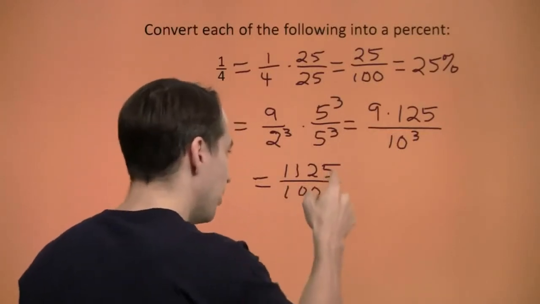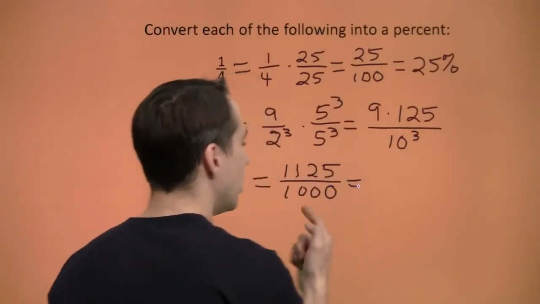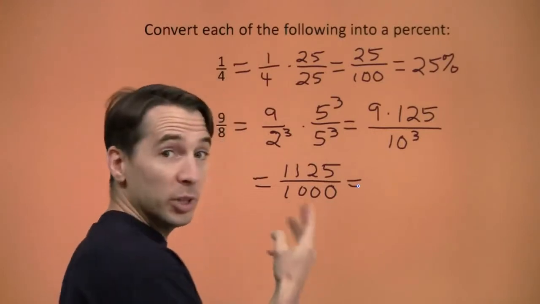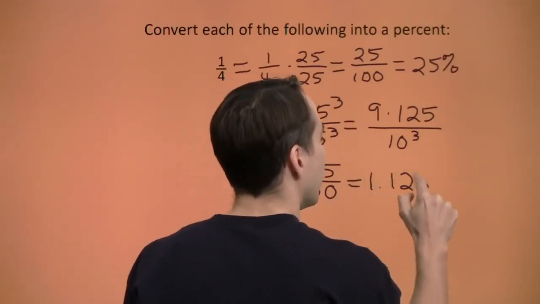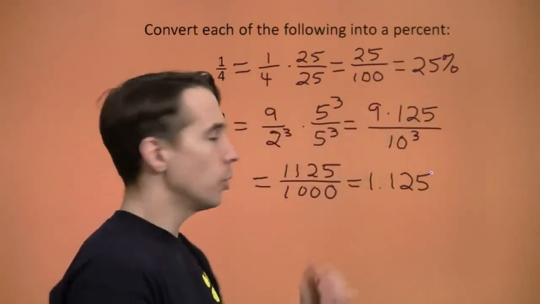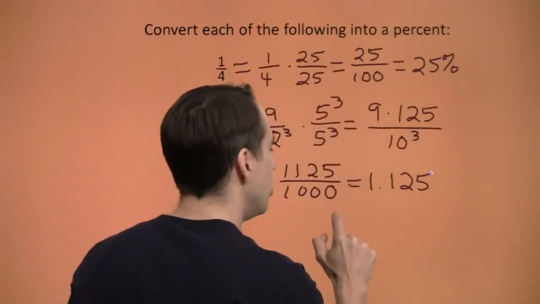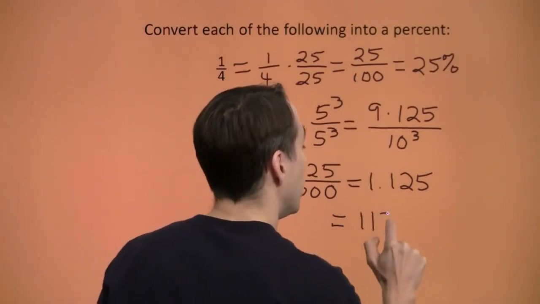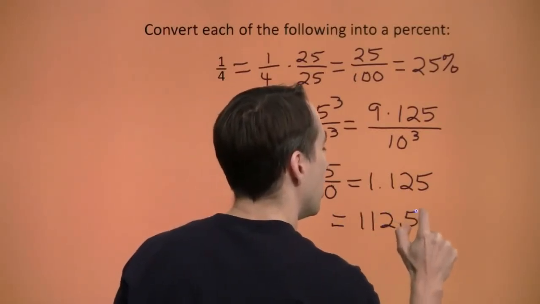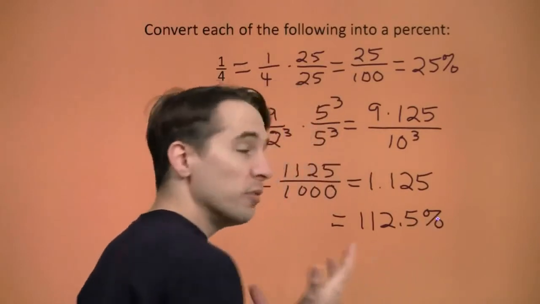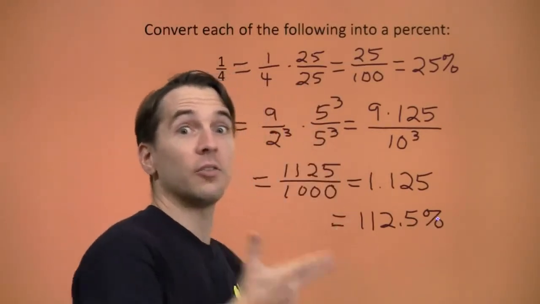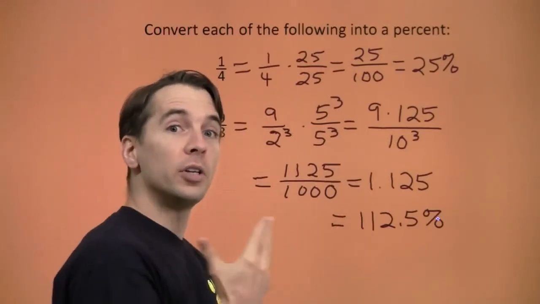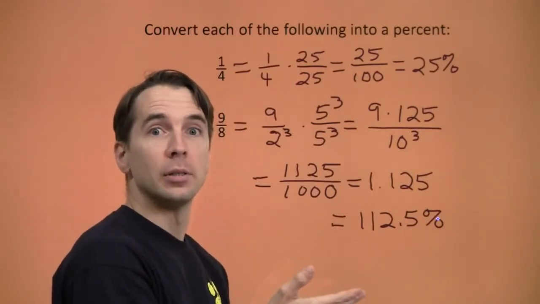I just take my 1125, move the decimal point over 3 places, because I'm dividing by 3 factors of 10 here. I get 1.125. Finally, we know how to turn this into a percent. We move that decimal point 2 places over, and we get 112.5%. And now that we've mastered turning fractions and decimals into percents and turning percents into fractions and decimals, we're ready to move on to some percentage problems.